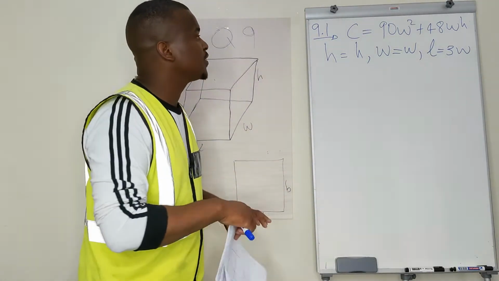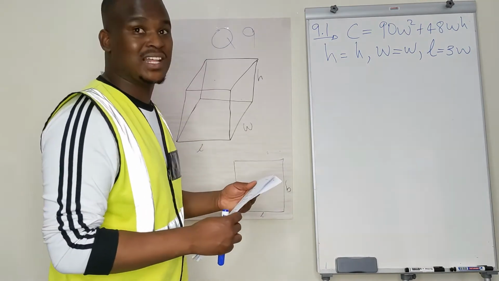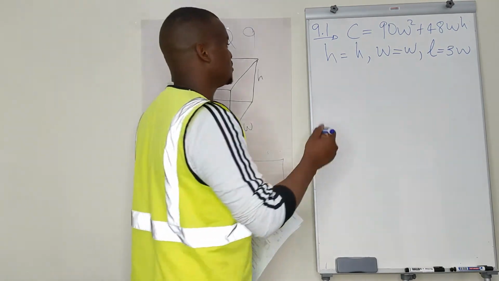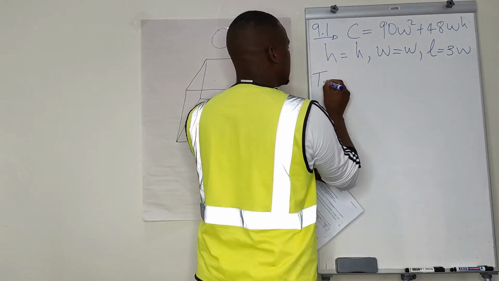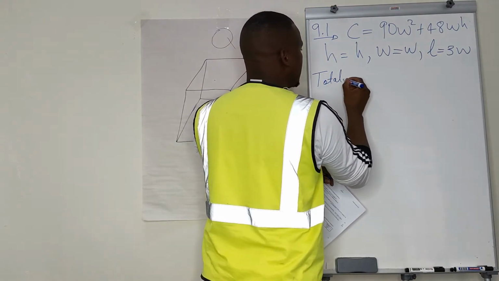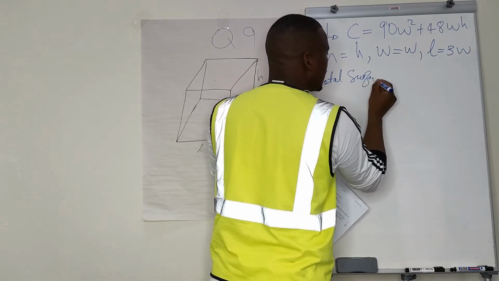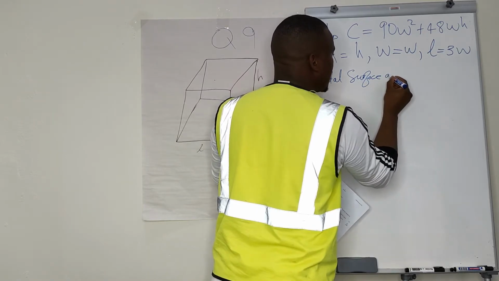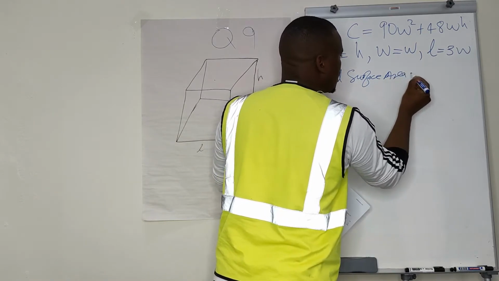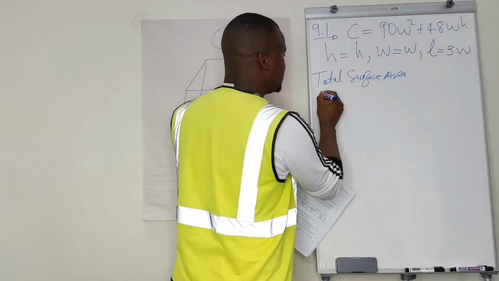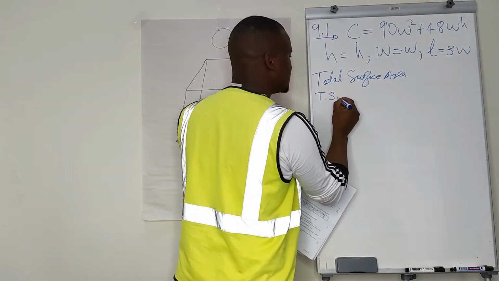So how do we get this total surface area of ours? The total surface area, right? I'll write it as T, total surface area.